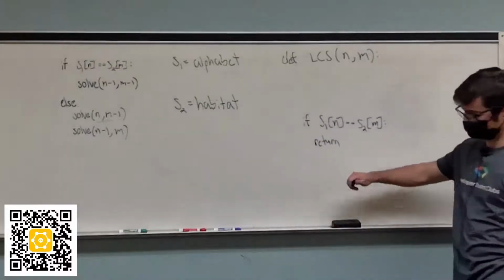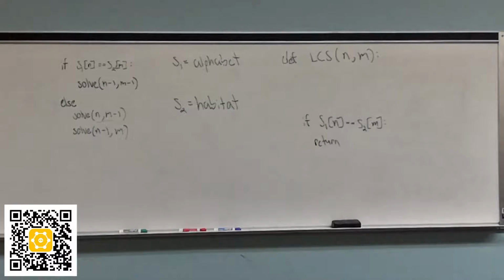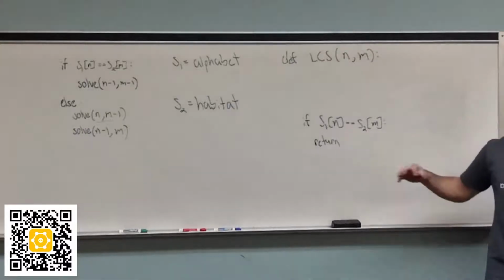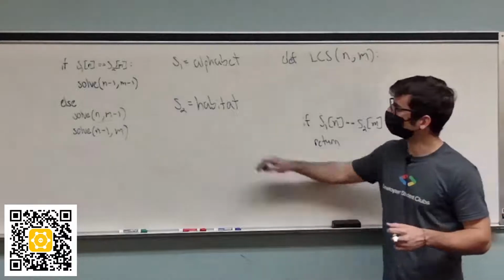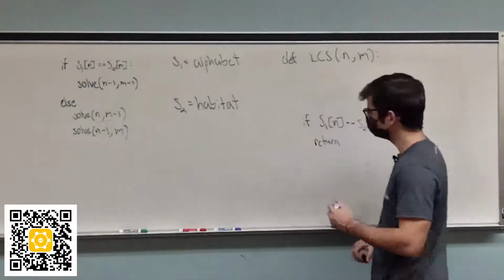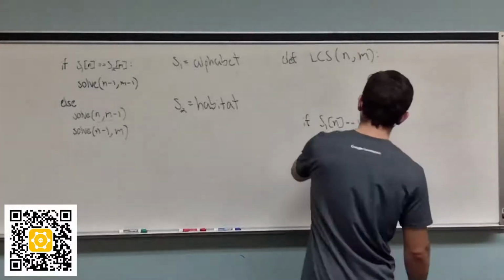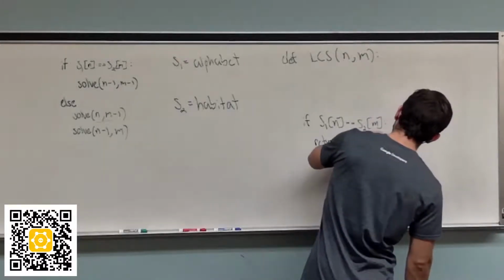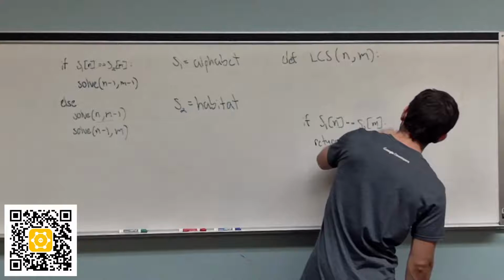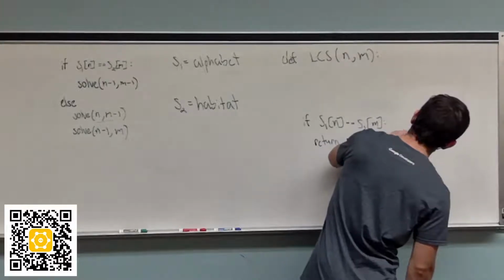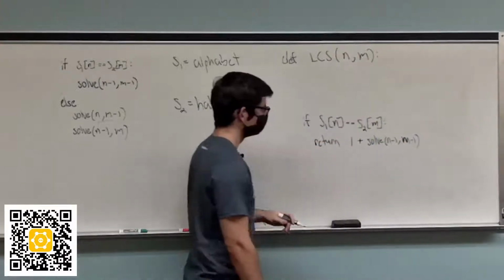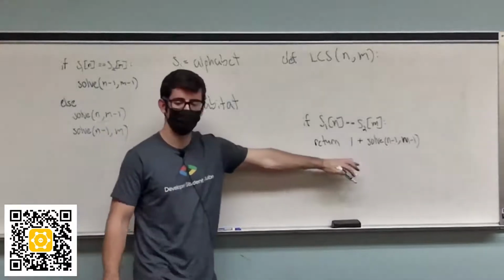Okay, cool. So if they match, what do we return? 1 plus. So now it returns a number, so 1 plus. Yeah, so it matched, so we know that that is going to be part of our answer. So what we want to do is 1 plus calling itself, and of course, moving n and m down by 1. You guys agree with this?